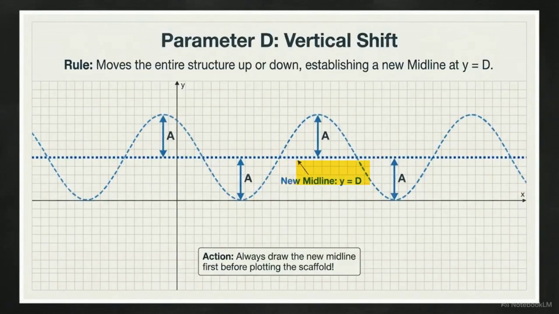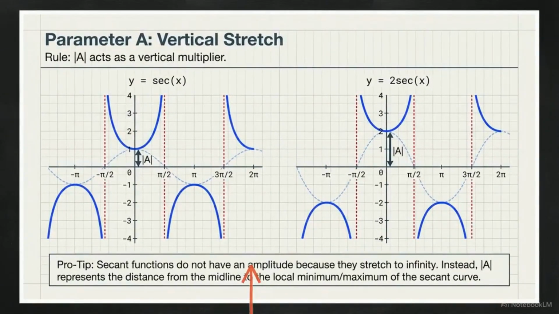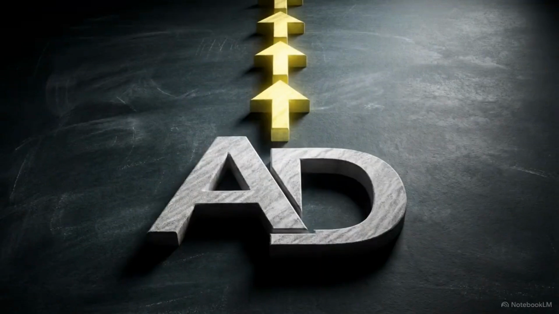This chart shows parameter a acting as a vertical multiplier, pulling starting points further from the midline. Check the warning. Secant functions do not possess amplitude, since branches stretch to infinity. Parameter a only measures the initial gap. Parameters a and d work as a unified team. Together, they dictate the exact starting height and the vertical stretch of your underlying scaffold.